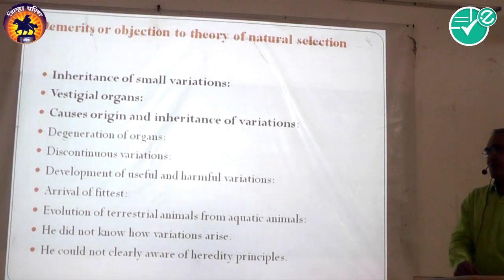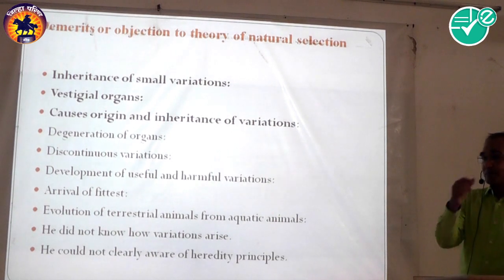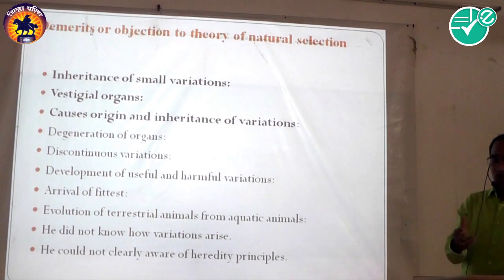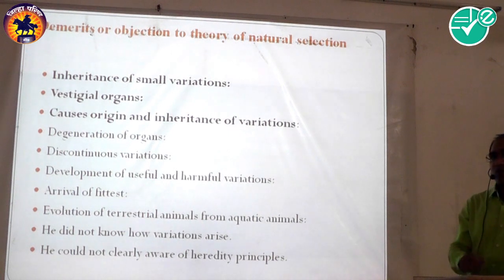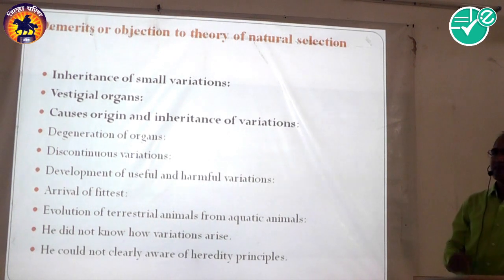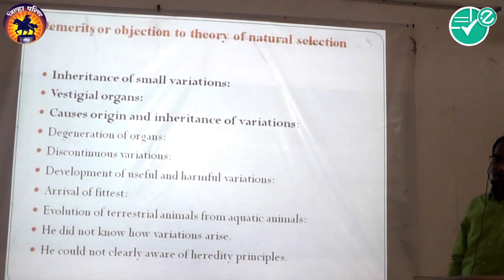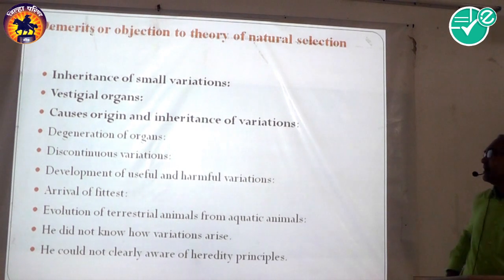We know that mutation plays an important role in the process of natural selection or in the process of variation. Due to mutation, there is a development of various variations, and Darwin cannot explain the discontinuous variation. He considered these discontinuous variations as sports. Then, the arrival of the fittest: Darwin explained the survival of the fittest, but in his theory, Darwin cannot explain the arrival of the fittest.